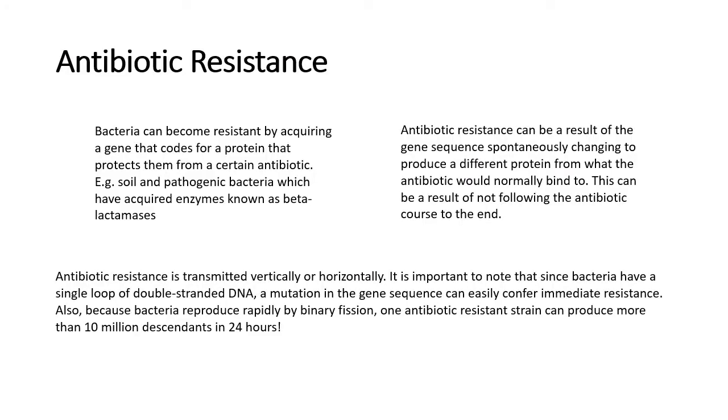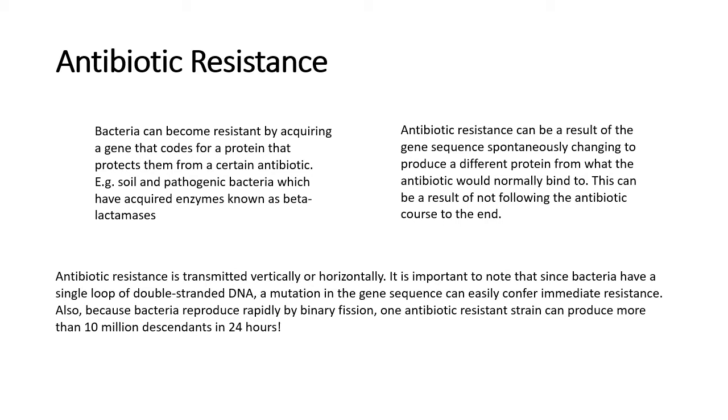So bacteria can become resistant. The big question is, how do they become resistant? I mean, besides the fact that they might be naturally so because they have physiological mechanisms that prevent them from being susceptible to antibiotics, they can also become resistant by acquiring a gene that codes for a resistant protein.